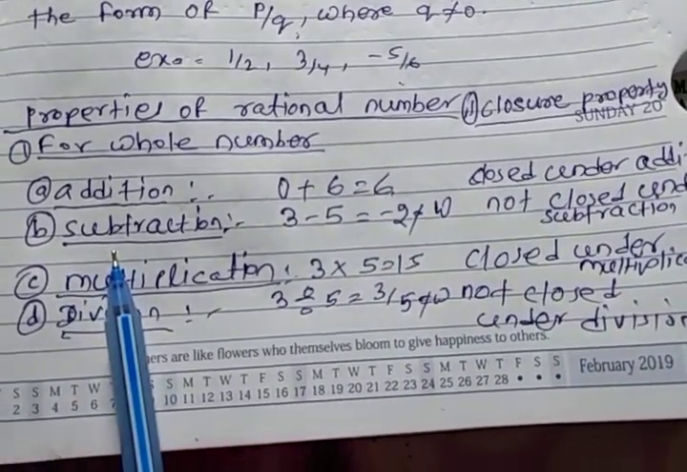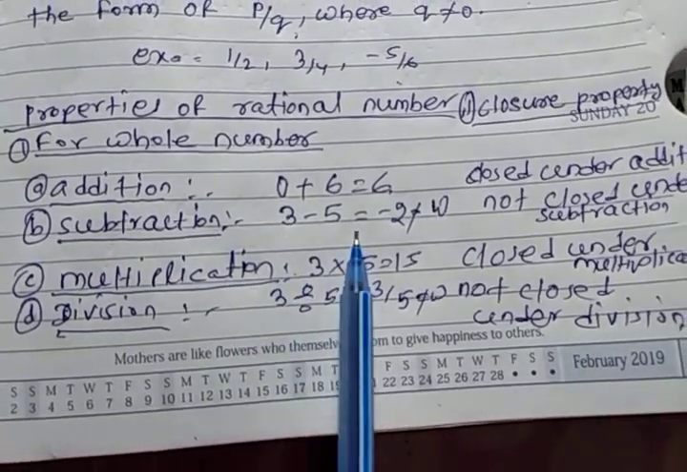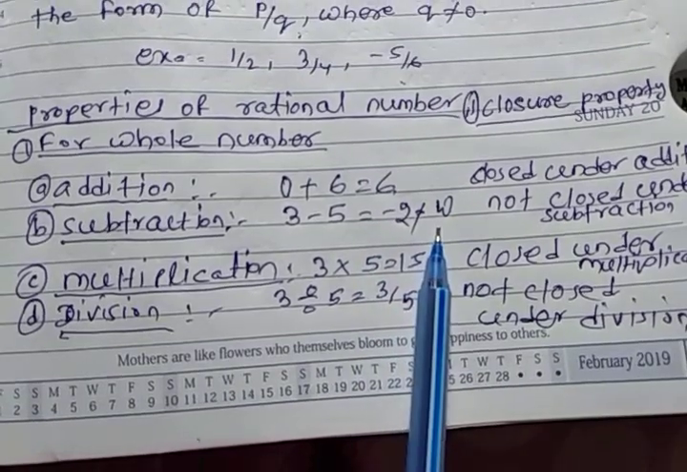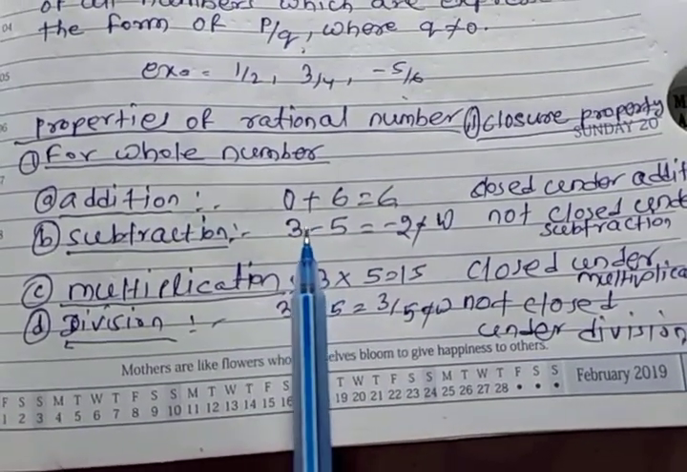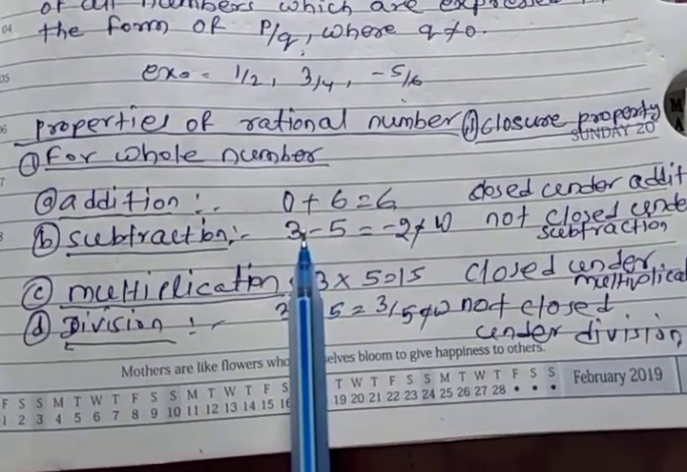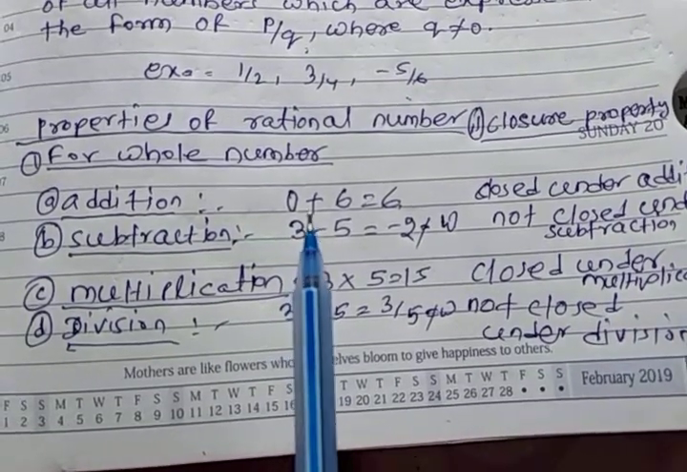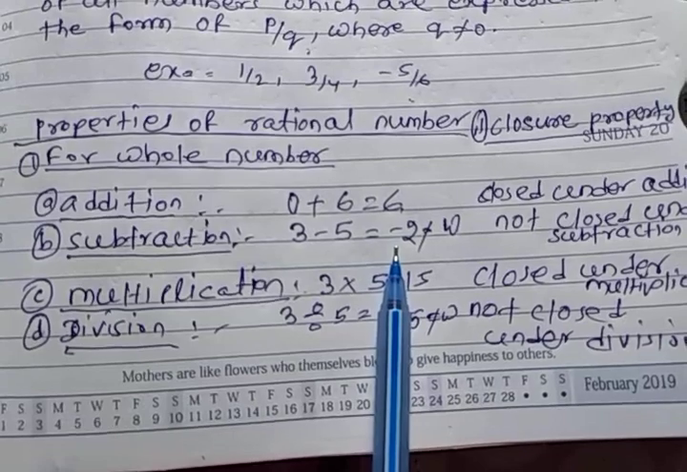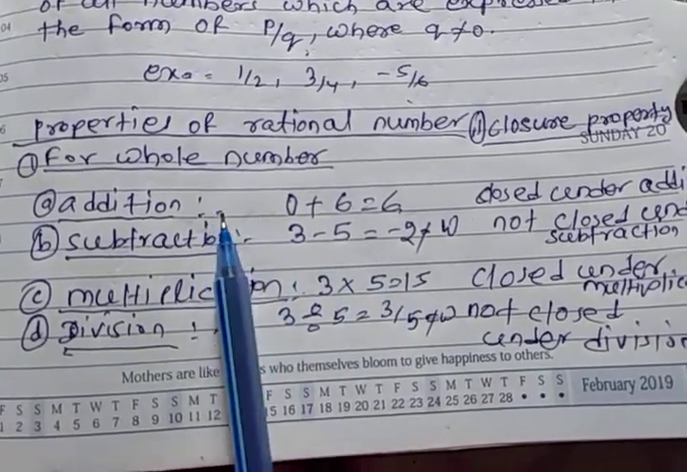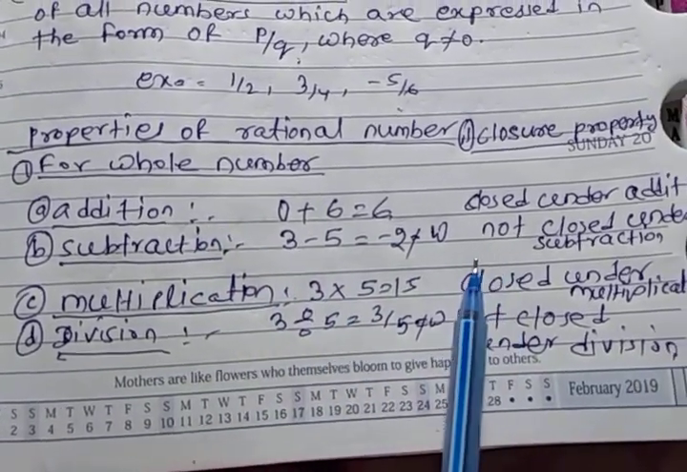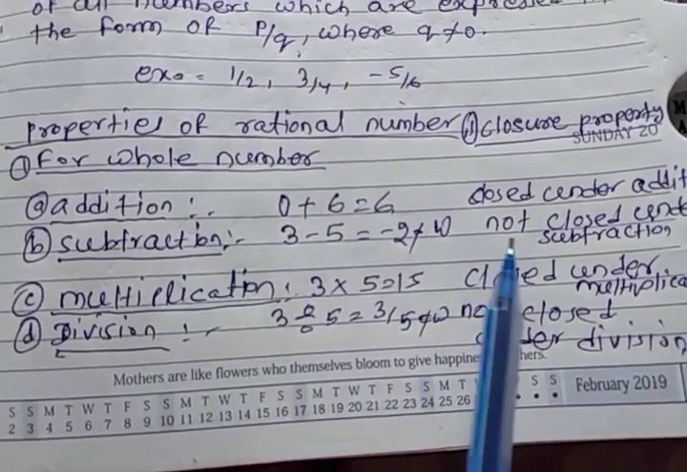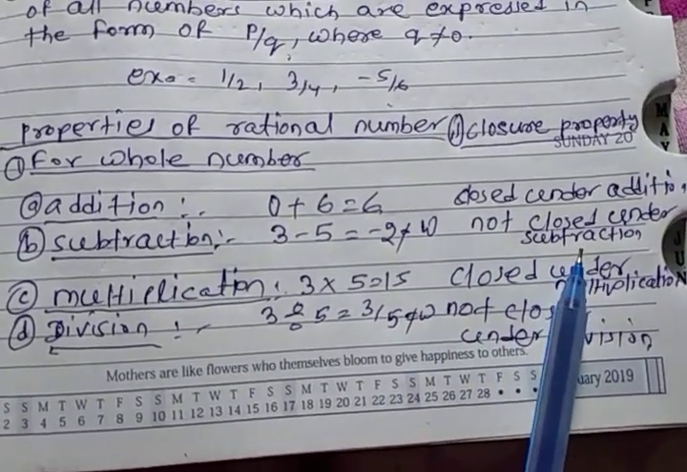Then we check subtraction. 3 is a whole number, 5 is a whole number. When you subtract, we get -2, which is not a whole number, because whole numbers are 0 and the positive natural numbers. The negative natural numbers are not included in the whole number set. So it is said that whole numbers are not closed under subtraction.